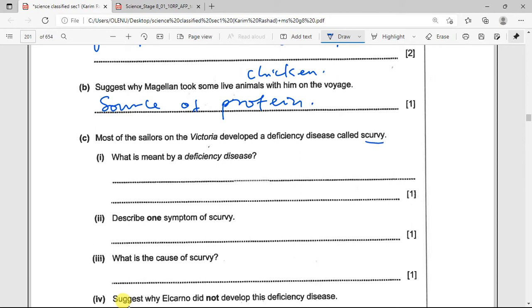Now, what is meant by deficiency disease? It is a disease that is caused by lack of an important nutrient.